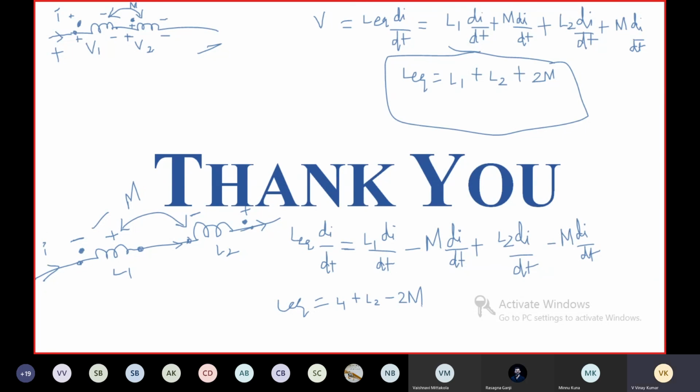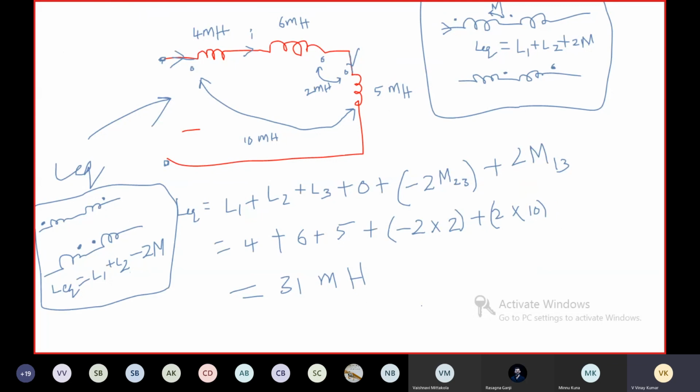You can also use the KVL equation like this. Here, current is entering, current is leaving. This connection is a series opposing connection. Here current is leaving, current is entering: series opposing. Current is entering, series aiding connection. That's why here we use plus 2M, here we use minus 2M.